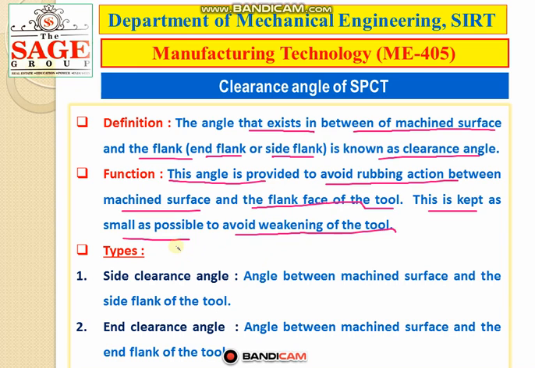And what are the types of the clearance angles? Side clearance angle and the end clearance angle. Side clearance angle, the angle between machined surface and the side flank. End clearance angle, between machined surface and the end flank. So this is the clearance angle, definition, functions and the types.